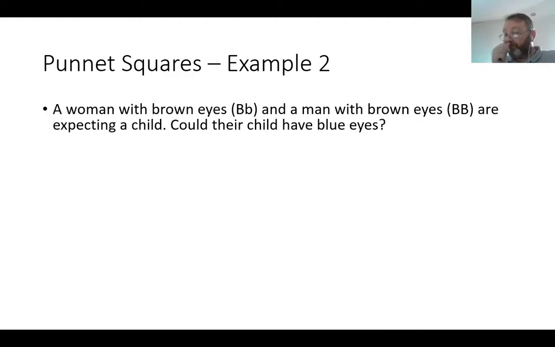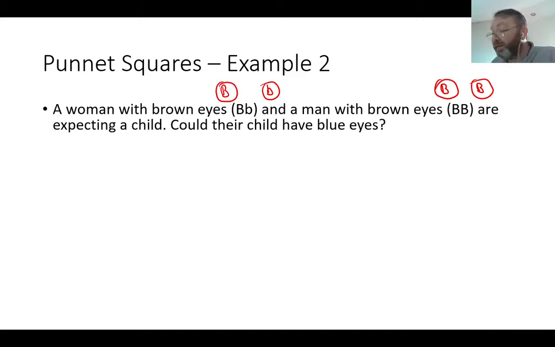Let's take another example. A woman with brown eyes, she's carrying dominant brown and recessive blue. Okay, they're the genes that she carries. Now, what gametes does she make? She makes a dominant brown gamete and a recessive blue gamete. And a man with brown eyes, who is dominant brown, so he can only make this. He can make large B's only. Okay, they are expecting a child. Could their child have blue eyes?